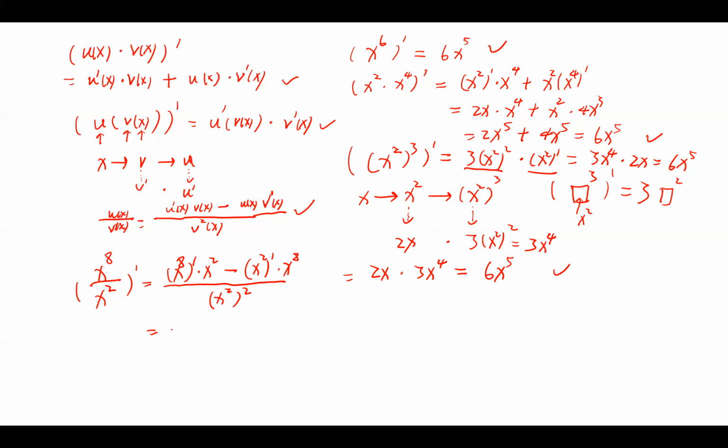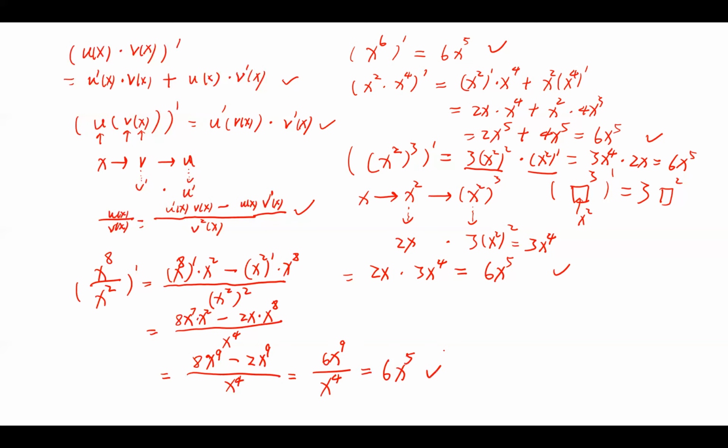All right. So what we have here is 8x to the 7th power times x squared, and then 2x multiplied by x to the power of 8. Then we have x to the power of 4 in the denominator. So we just plug in, right? x to the power of 9 minus 2x to the power of 9. The bottom stays. I'm just writing out the expressions, combining them together, and we have 6x to the power of 5, which we also check, right?